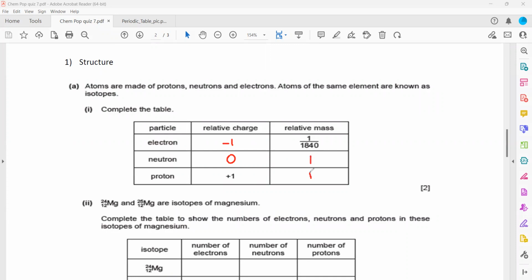Relative mass, because proton and neutrons have the same mass, so when we take a ratio, it will be the same as 1:1. So relative mass of neutron is 1, proton is 1, which shows that they have the same mass.